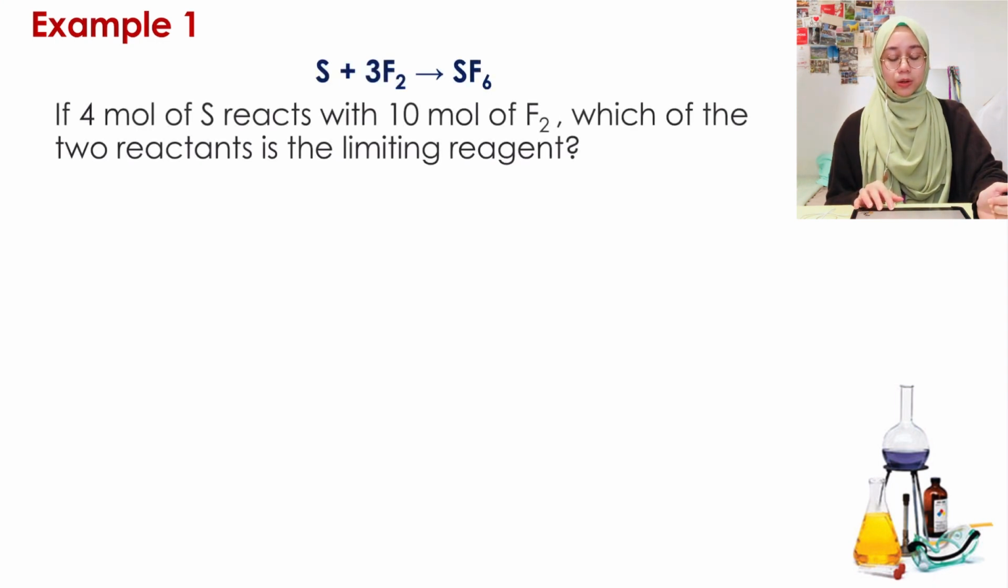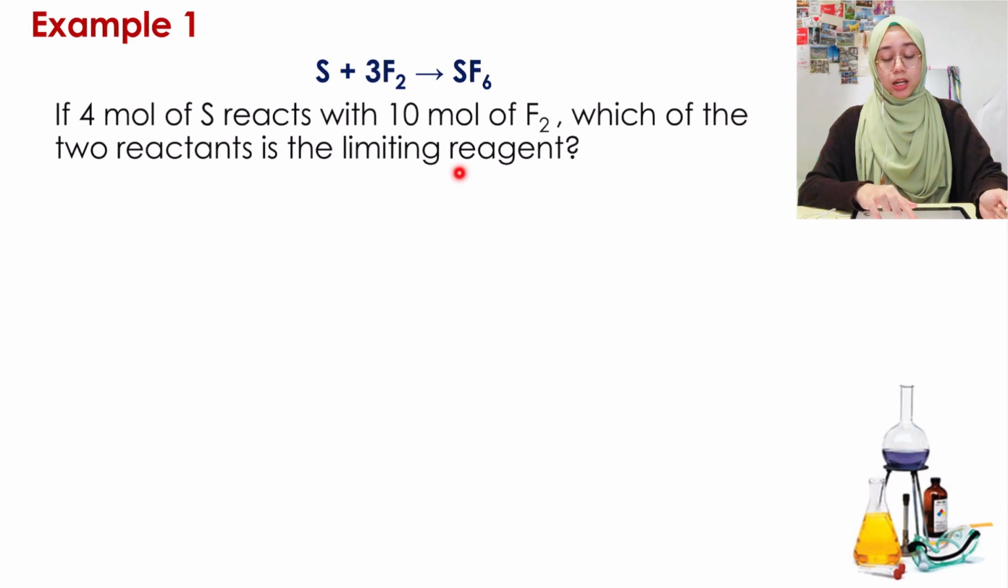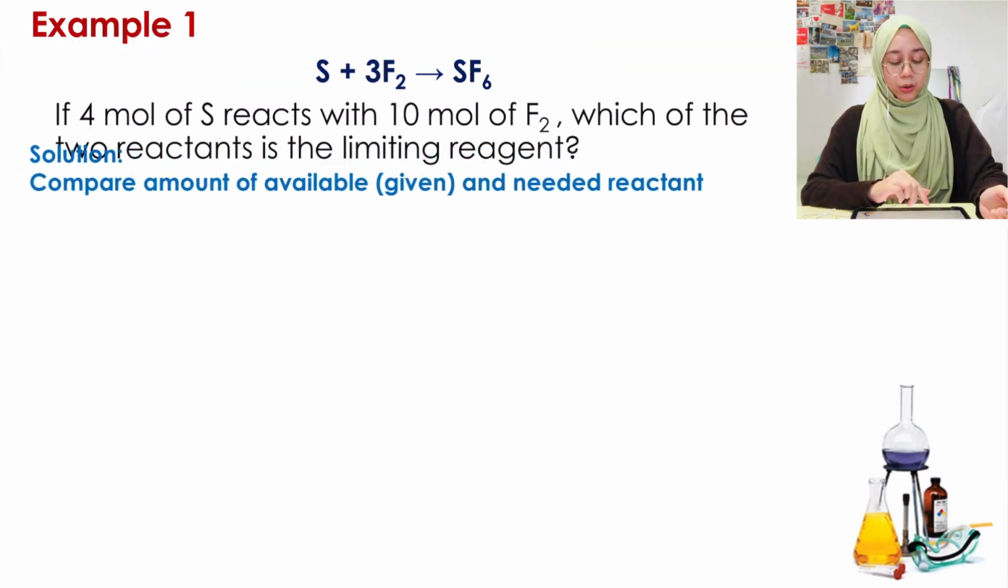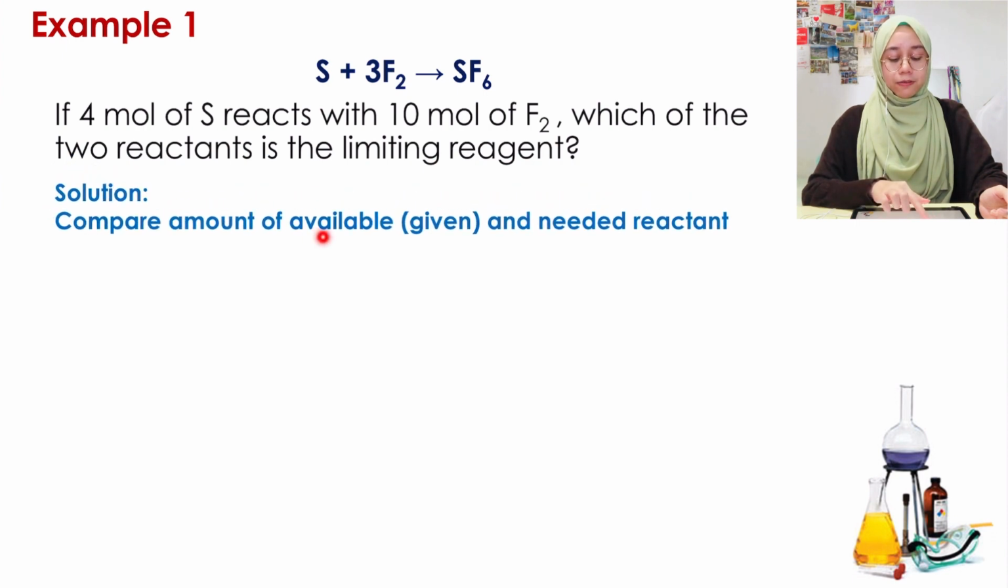Okay, so given to you that S reacts with fluorine will produce SF6. Okay, so if 4 mole of S reacts with 10 mole of F2, which of the two reactants is the limiting reagent? So you have to figure out whether S is the limiting reactant or fluorine is the limiting reactant. Okay, so how do we do this? So we are going to compare the amount of available, which is given to you, and needed reactant.